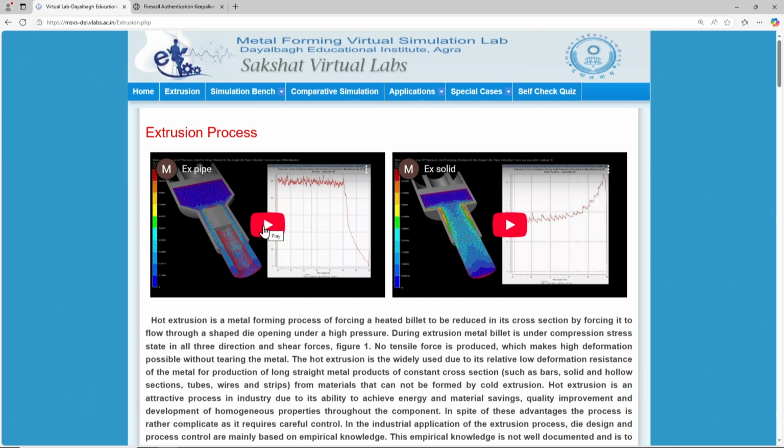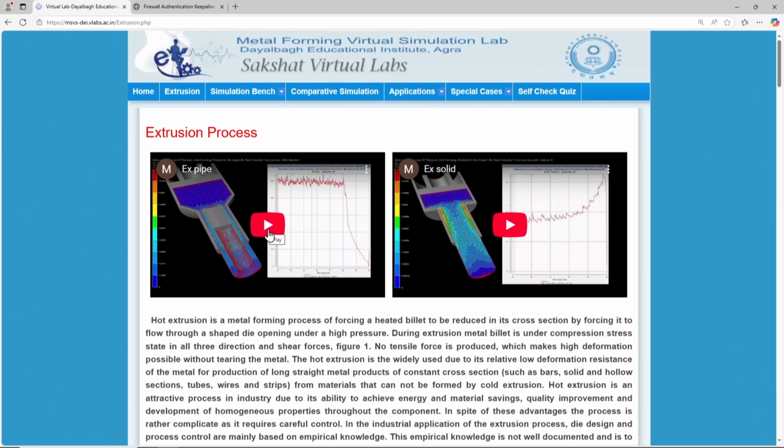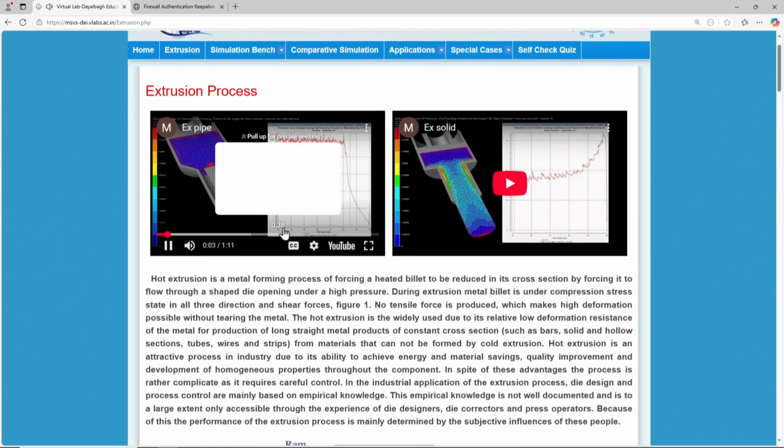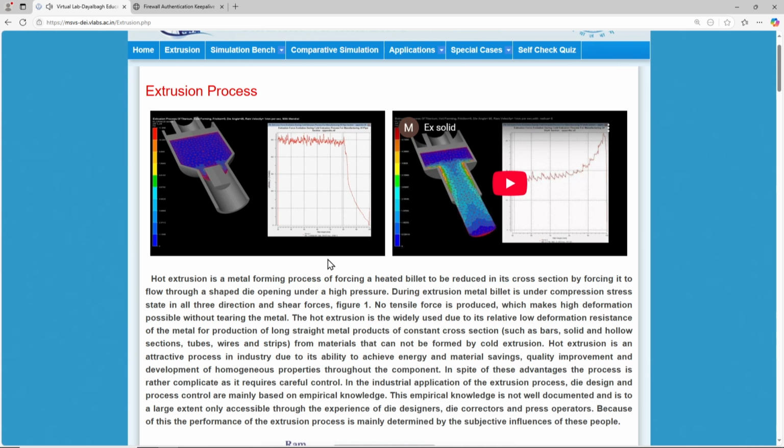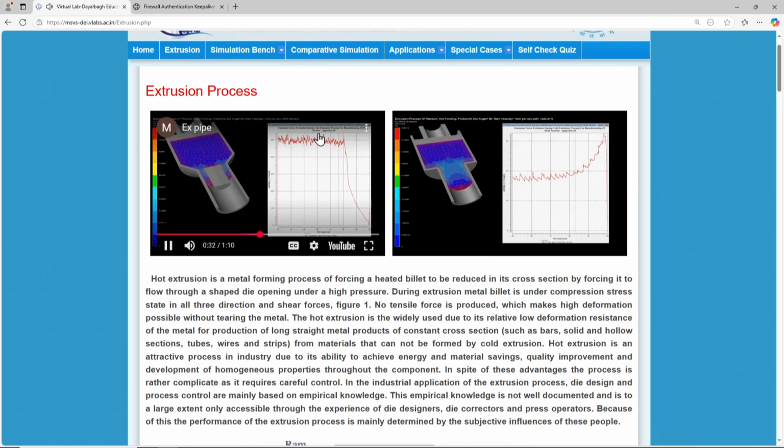A generic simulation about extrusion is given here. So what is the hot extrusion process? You can see a hot extrusion process is given here. It is a metal forming process where a heated billet is forced to reduce its cross section. The first video is the hot extrusion of pipe. You can see in between we have a mandrel that allows only pipe material to come out, and the right hand side video is about the complete rod that is not hollow from inside. So these are the two simulations, and different forces are also given here.